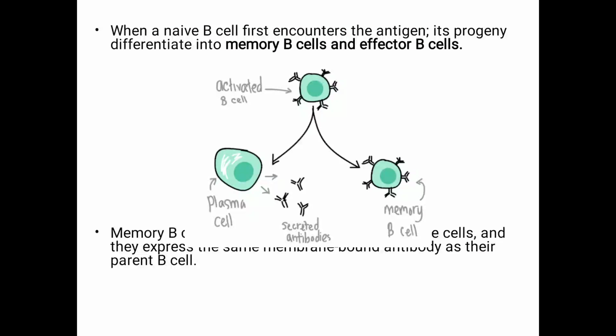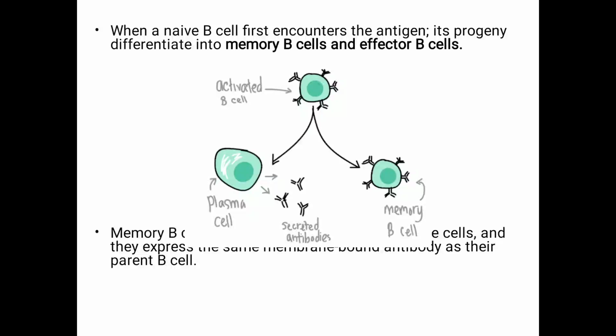A naive B cell is one that has not previously encountered the antigen. So, when it encounters the antigen for the first time that matches its membrane bound antibody, the binding of antigen to the antibody causes the cell to divide rapidly and its progeny differentiate into memory B cells and plasma cells. These plasma cells will further secrete the antibodies. The memory B cells have a longer lifespan than the naive B cells and they express the same membrane bound antibody as their parent B cell.